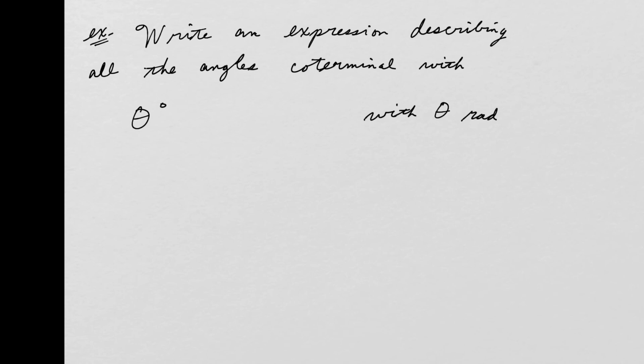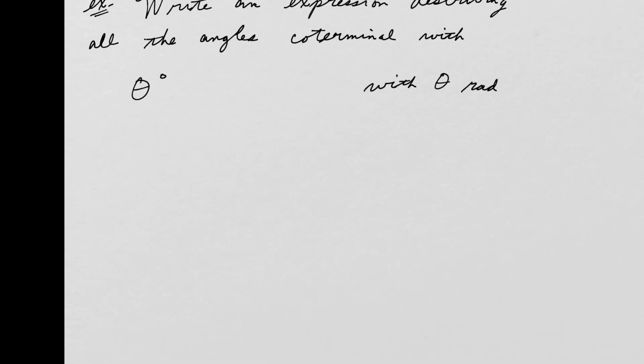Well, I know that if it has the same terminal side, that means that if you go around multiple times, like multiples of 360, then it's got to be coterminal. So if I want all the angles coterminal with theta degrees, then it's got to be theta plus 360 times some constant k, where k is just an integer. So k is an integer.